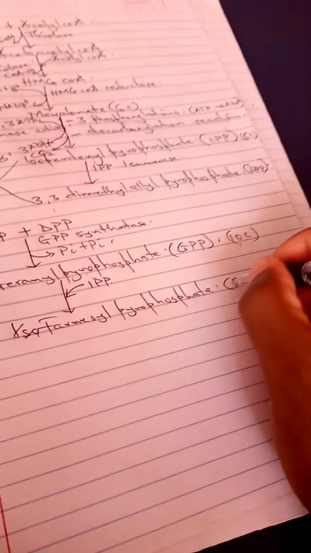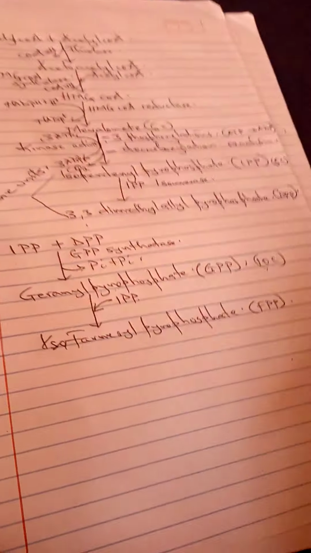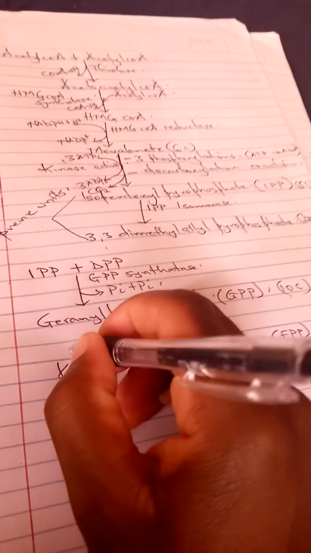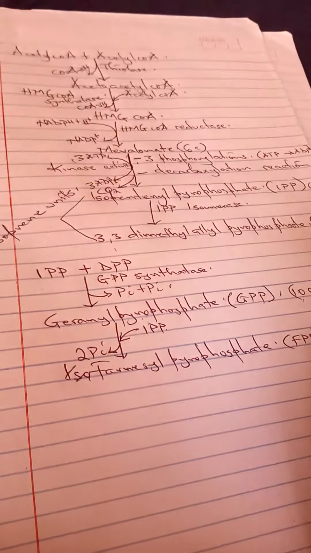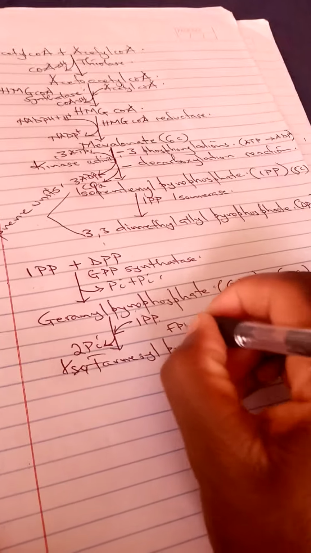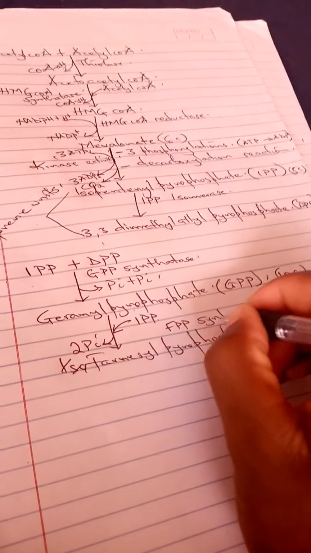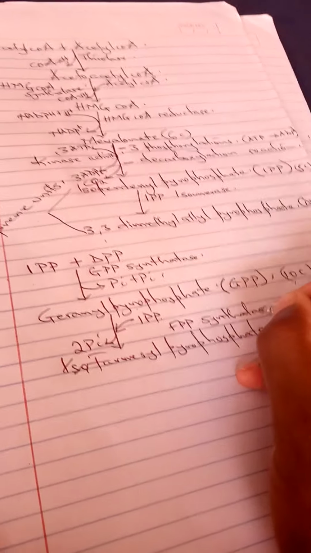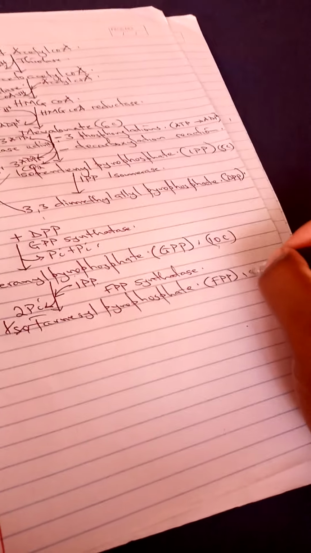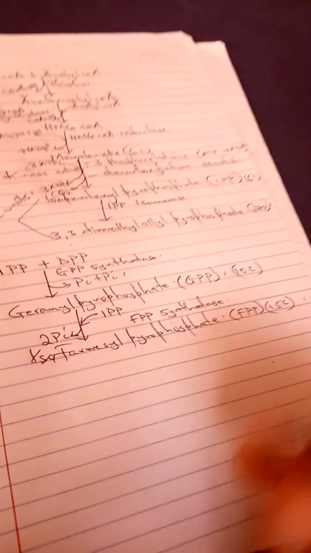Farnesyl pyrophosphate, which is abbreviated as FPP. That means during the reaction there is still loss of 2 inorganic phosphates, and the enzyme catalyzing this step is called FPP, or farnesyl pyrophosphate synthase. That is the enzyme catalyzing this reaction. So this time we have our 15 carbon molecule.